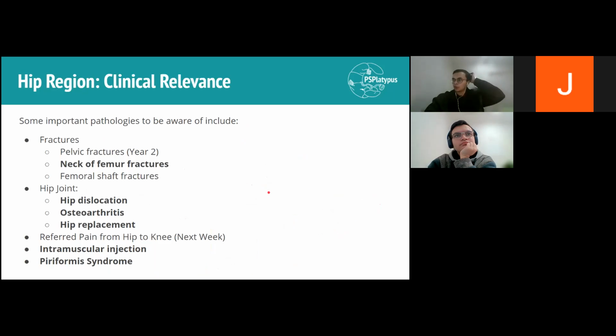Okay, now let's talk about the clinical anatomy of the hip region. So with the hip region, you want to keep in mind some important pathologies. I've included some of the main ones here: neck of femur fractures, hip dislocation, osteoarthritis, hip replacement, and the last two there. But everything else which I haven't bolded is either going to be covered in second year in more detail, or is not really high yield, or we'll be covering next week as well.